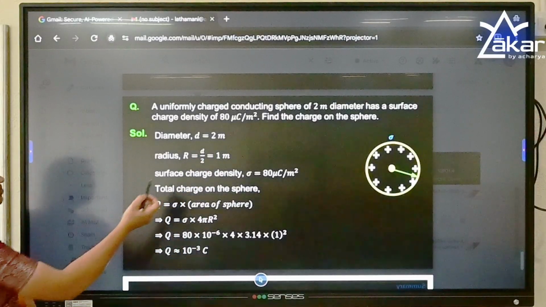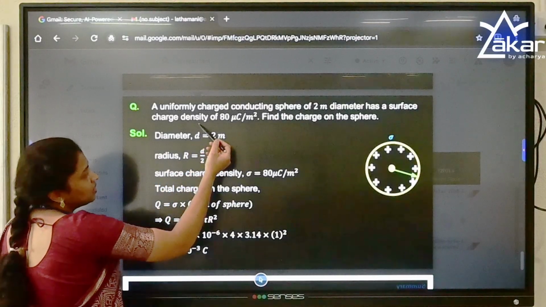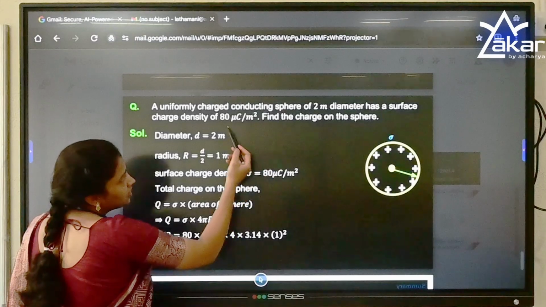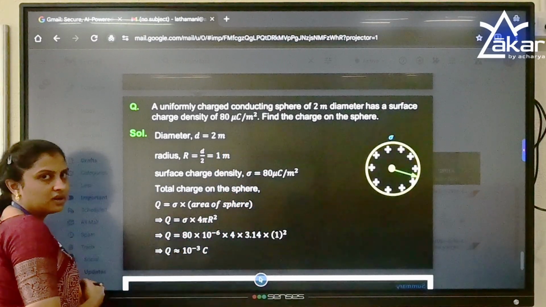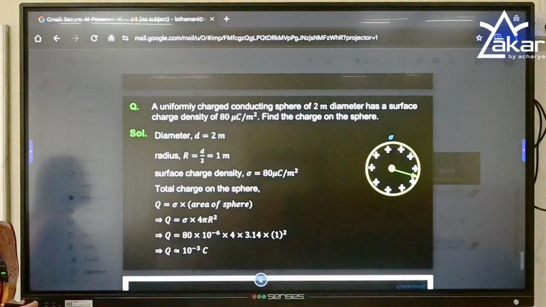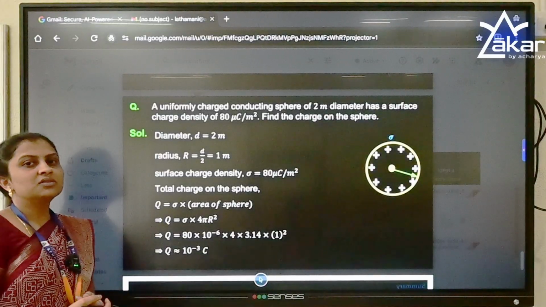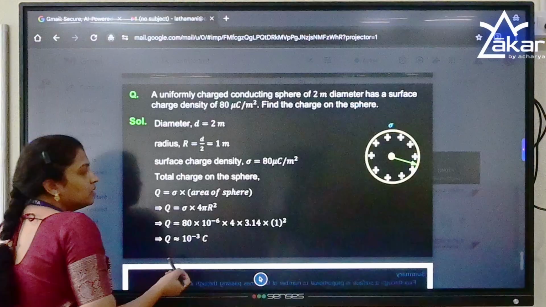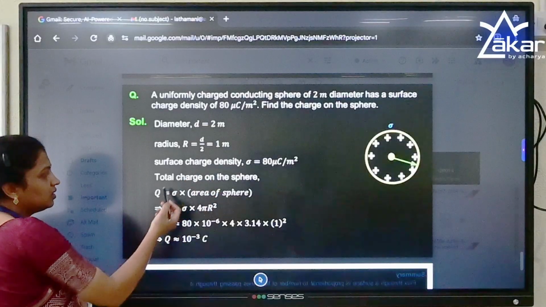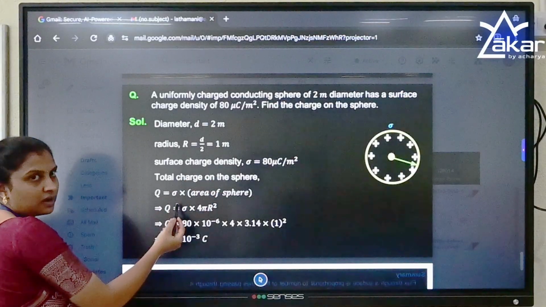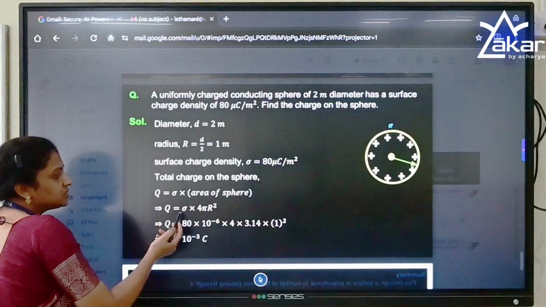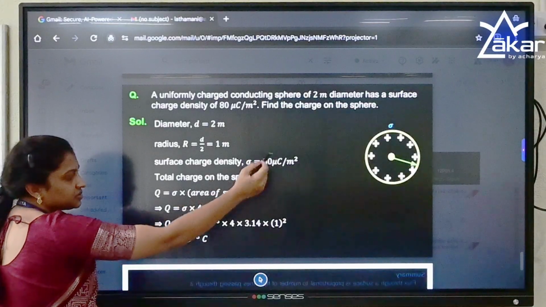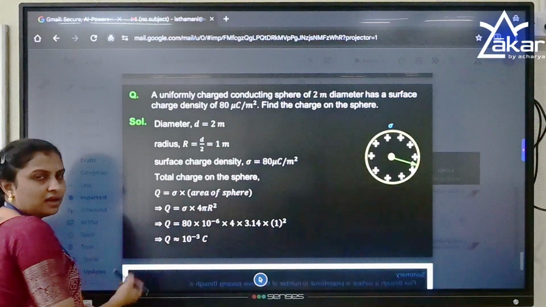They have given the surface charge density also. Sigma is equal to 80 microcoulomb per meter square. We know the formula of surface charge density: sigma is equal to dq by dA. So Q is equal to sigma into area of the sphere. What is the area of the sphere? We know that it is 4 pi r square.